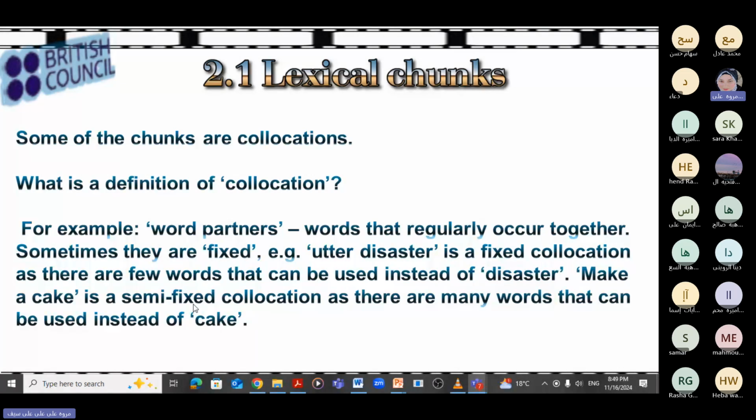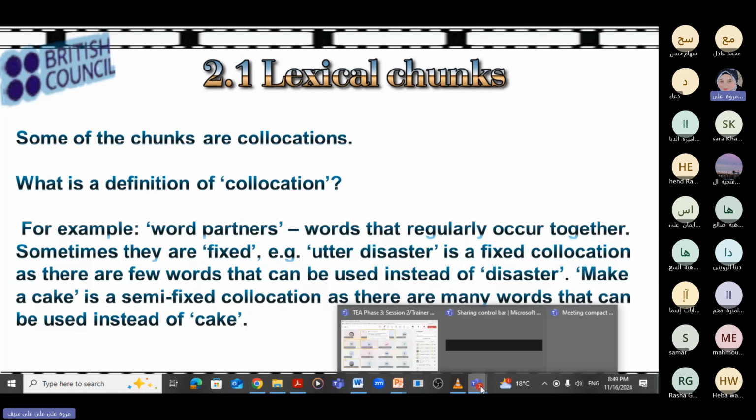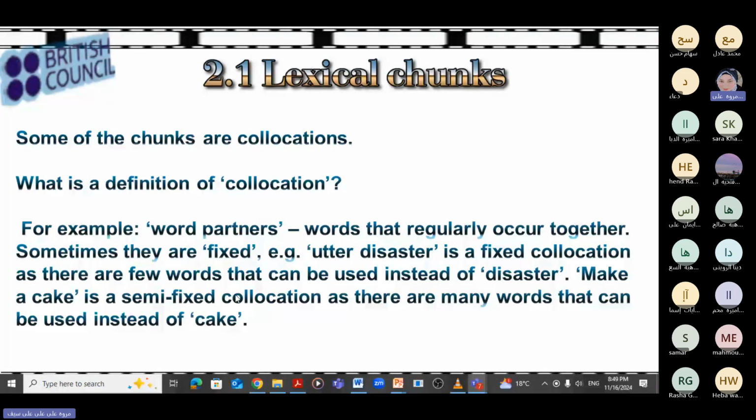It's not a fixed one because many things can come instead of the word make or the word, for example, cake. But in an expression like utter disaster, not many words can come instead of the word disaster, for example. So we call that a fixed collocation. So they just differentiate between the fixed collocation and the semi-fixed collocation. All right. Just to know.